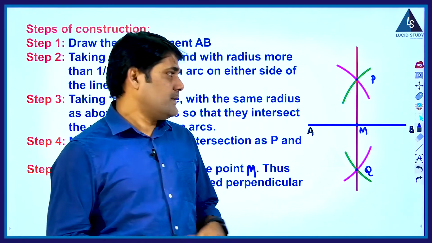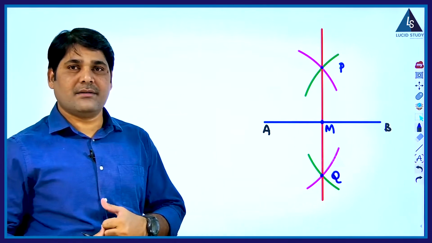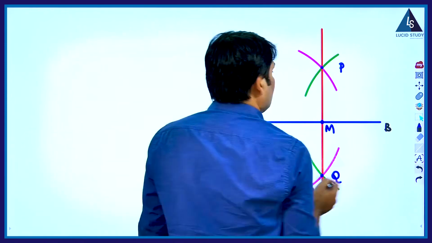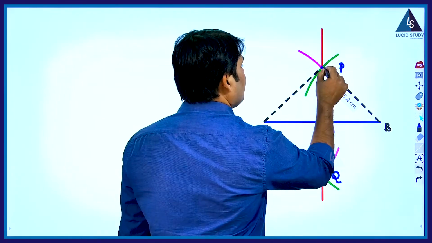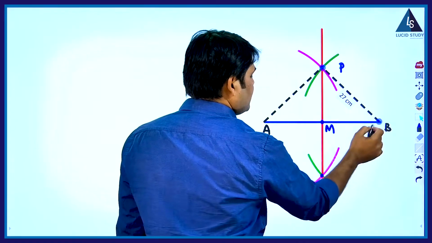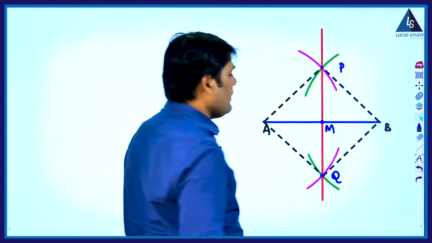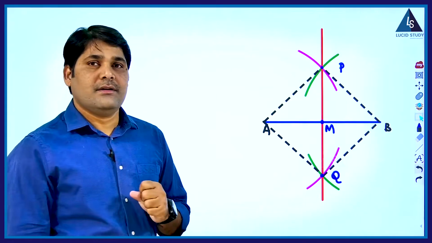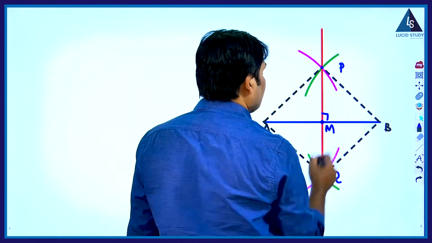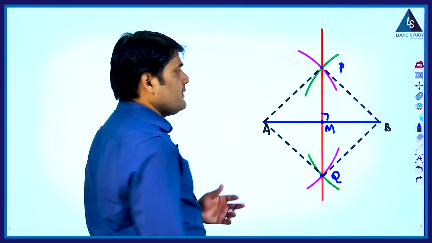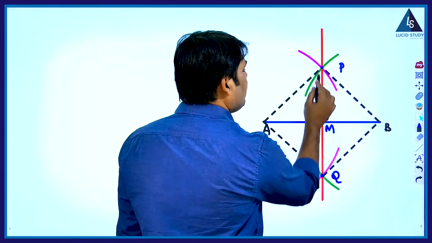Okay children. Now let us prove that this is the perpendicular bisector. Okay. So let us prove it. To prove this, I will join AP, I will join BP, I will join QB and I will join AQ. Okay. I have joined all like this. Now we have to show that here the angle is 90 degrees. Now see, I will take these two triangles.